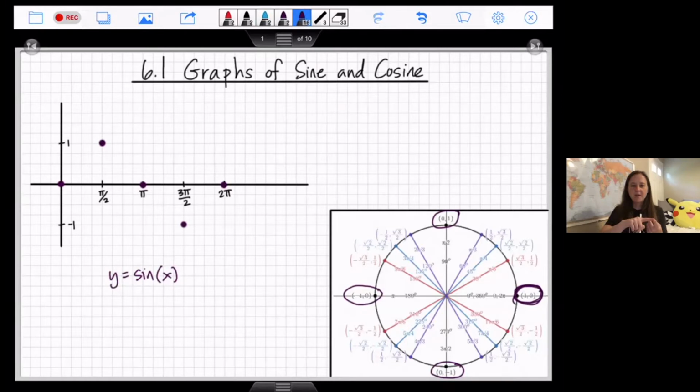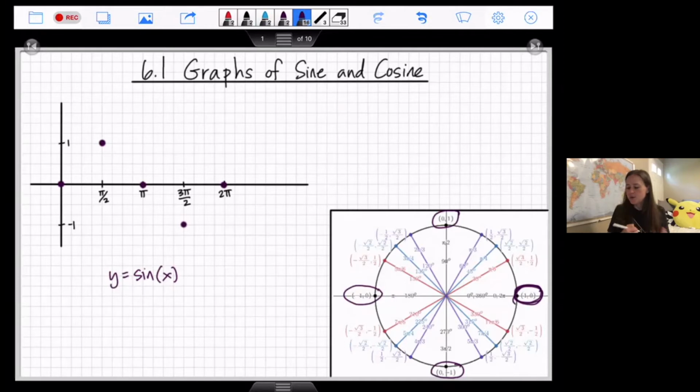A lot of times this is as far as we plot, because we recognize that as I keep traveling around the unit circle again and again, I can go to 2 pi, 4 pi, 6 pi, I can even go to negative 2 pi around that unit circle, and I'm going to get the same pattern repeated over and over again.